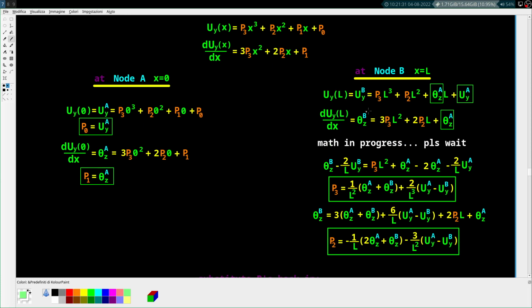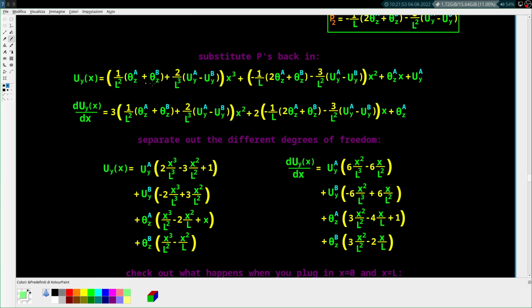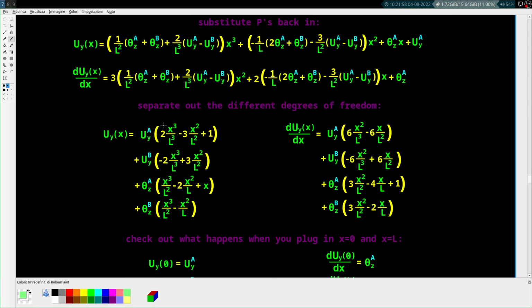Now at node B, x equals L, you plug in these values for p0 and p1 like this. And again, you're plugging in the degrees of freedom at L, which is the displacement and the rotation at node B. And then you can do math and you can solve for P3 and P2. Simple enough. Now we can substitute those P's back in the equation. You have this long equation. You pull out the degrees of freedom now. So here we can see how these degrees of freedom are controlling this.